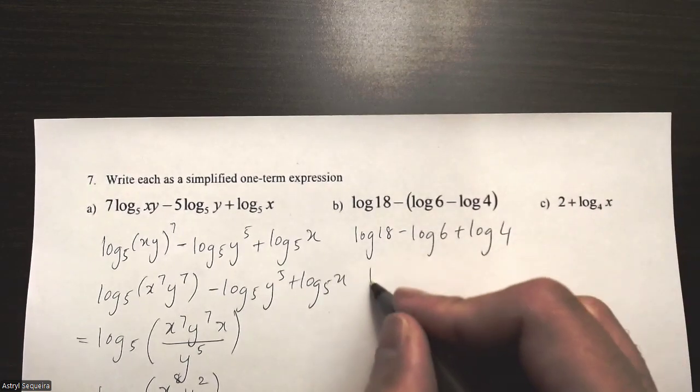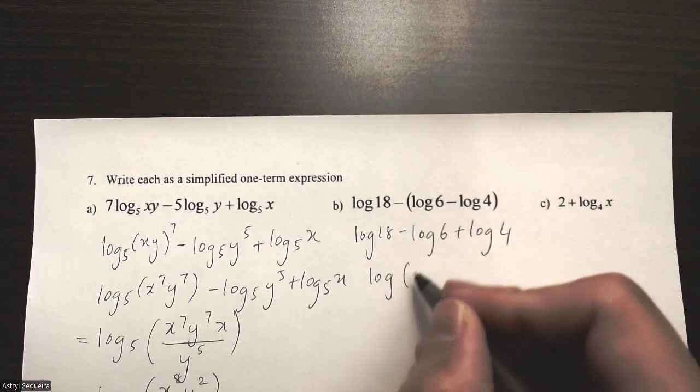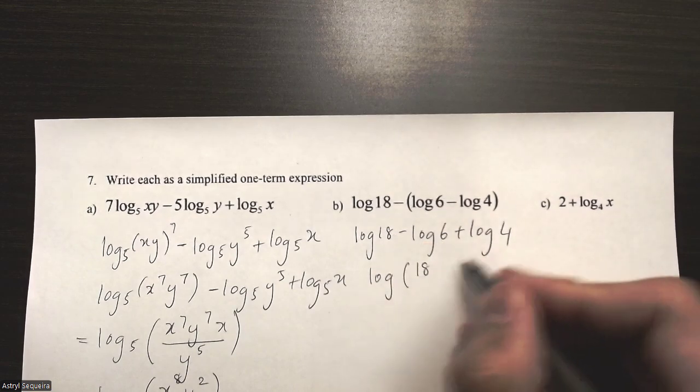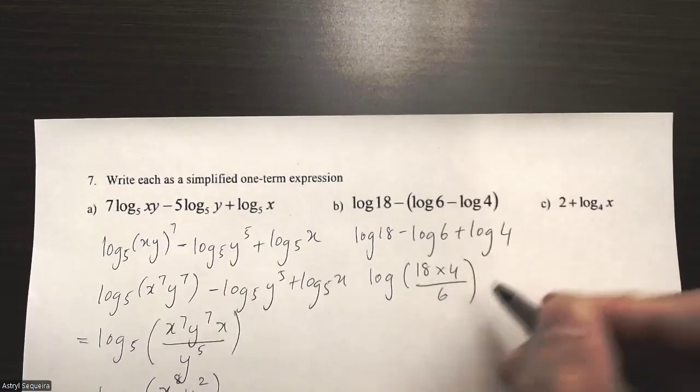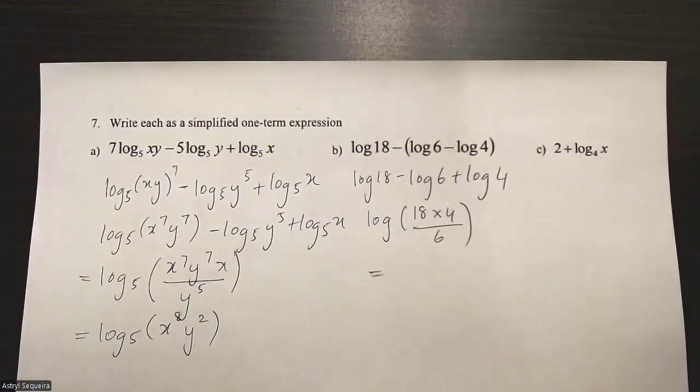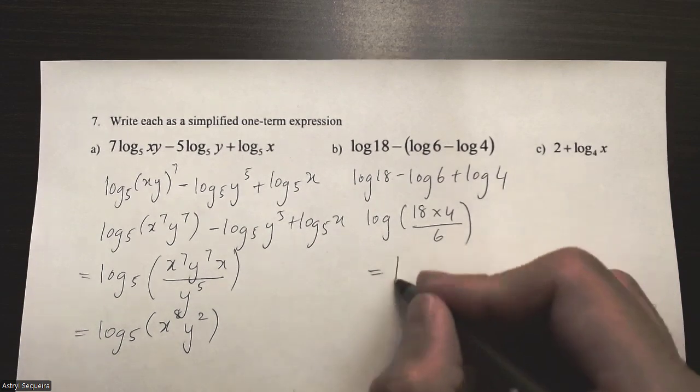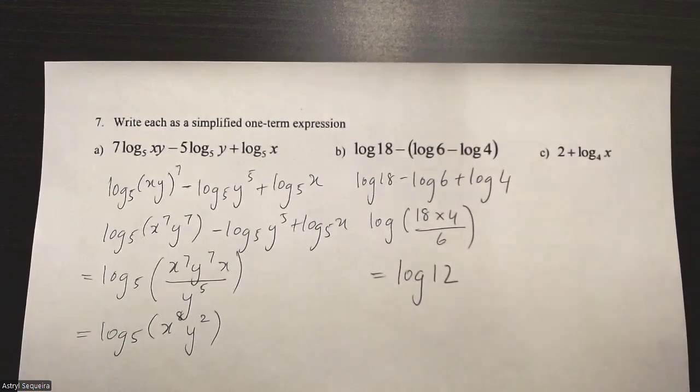Then I'll combine all 3 logs. So 18, the 4 is added, so times 4, and then the 6 is divided, so divided by 6. And I'll just do that in my calculator. 18 times 4 divided by 6. It's just log 12.